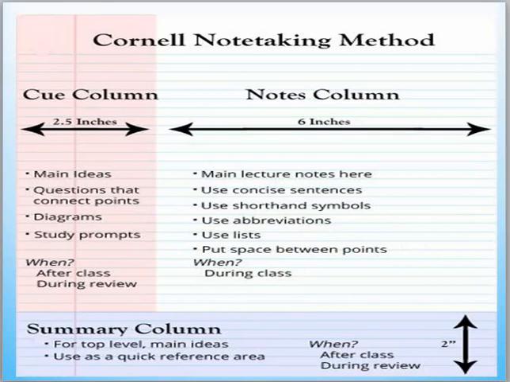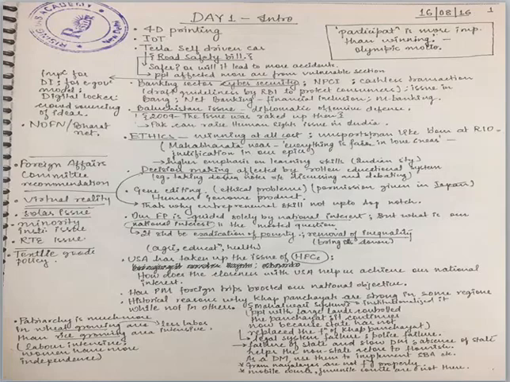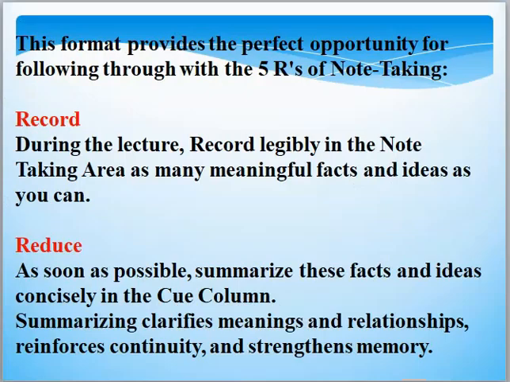Also we have seen one example. This is the example of a Cornell note-taking system. There are keywords, solid, liquid, gases, and their features on the right side and a summary at the bottom. Also, we have seen another example regarding the UPSC's notes. Here you can see on the left side there are cues, on the right side there are notes. So, we will see now what's important in this Cornell method.